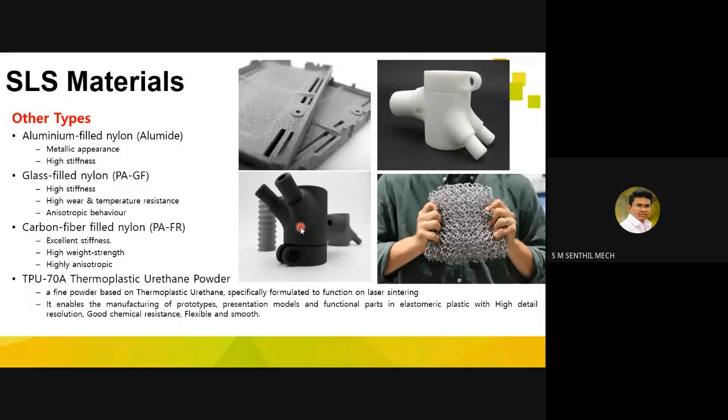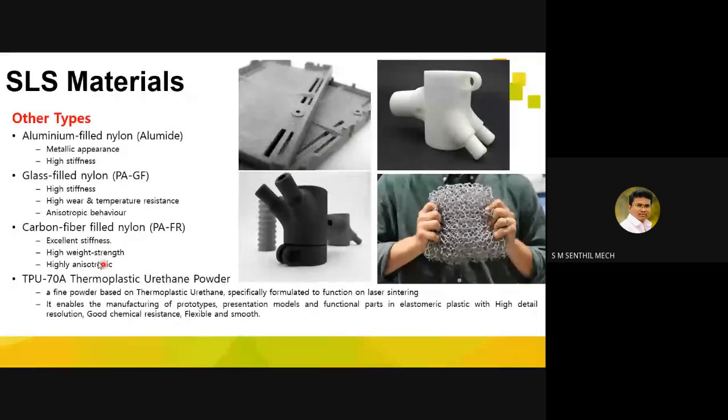So a high strength to weight ratio is nothing but, say for example, you will have the strength of a steel and the weight of a plastic. So that is how the combination of these properties is. Okay, so strength of a steel and weight of a plastic. So that is how you can explain the properties of this carbon filled nylon. Of course, it is highly anisotropic.